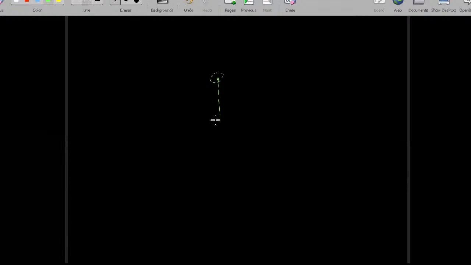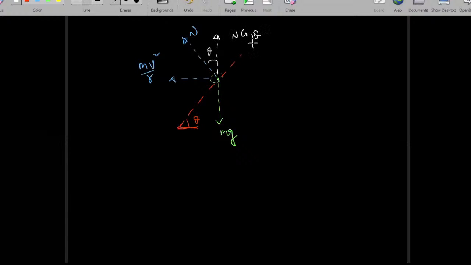Okay sir. So this is mg and this one is mv square by r. In this direction you are having the normal reaction, so आपने इस एंगल को थीटा लिया, तो obviously here it will be theta, so this is n cos theta. In this direction you are getting this as n sin theta.